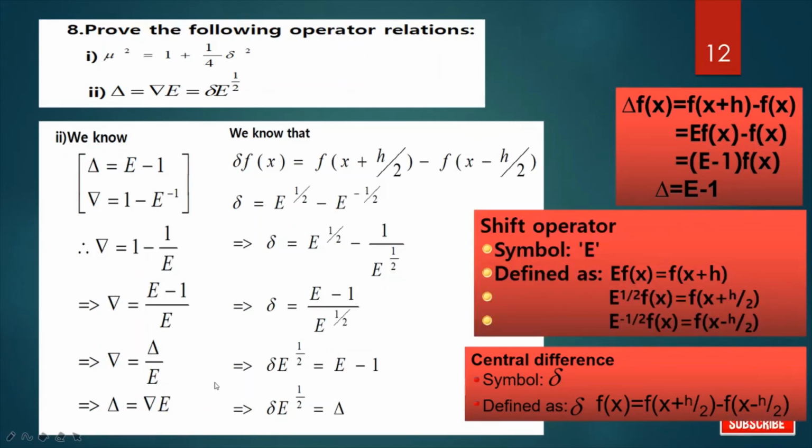Now for the second part, I am taking this hint. So small delta fx equals f(x plus h by 2) minus f(x minus h by 2), and f(x plus h by 2) is e to the power half fx and f(x minus h by 2) is e to the power minus half fx. So small delta equals e to the power half minus e to the power minus half, that is small delta equals (e minus 1) divided by e to the power half. So small delta e to the power half equals e minus 1, and what is e minus 1? It is delta. So small delta e to the power half equals delta.